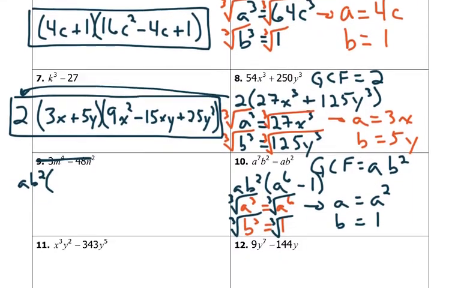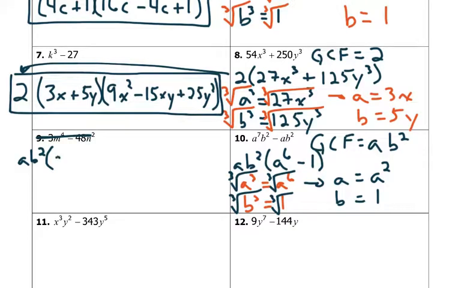So a minus b, a is a squared minus 1. And if you're looking at that right away, you can see that we have a difference of cubes there, so we're not going to be done with that. We're going to have to simplify this further.